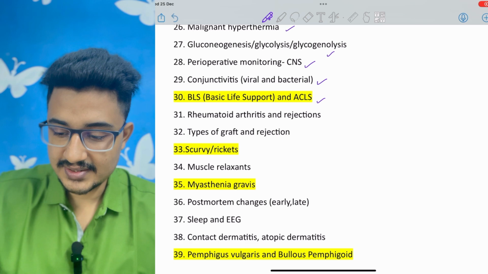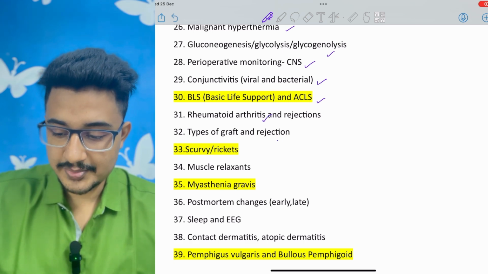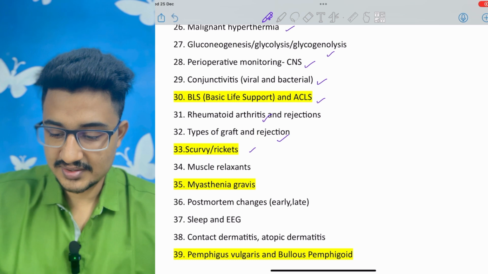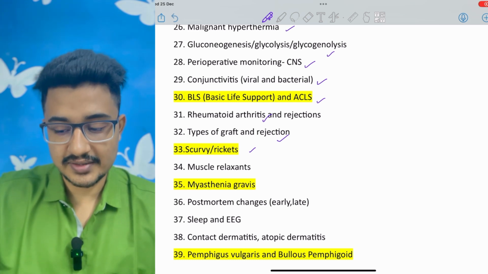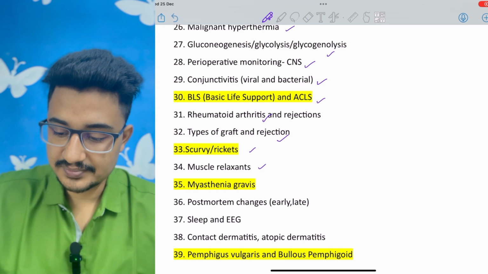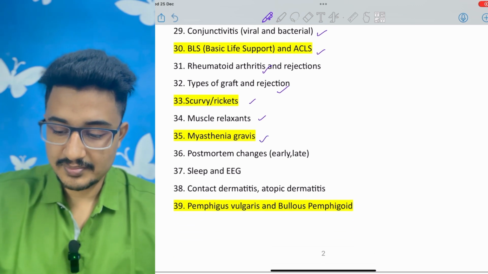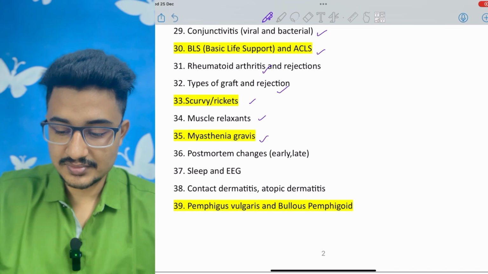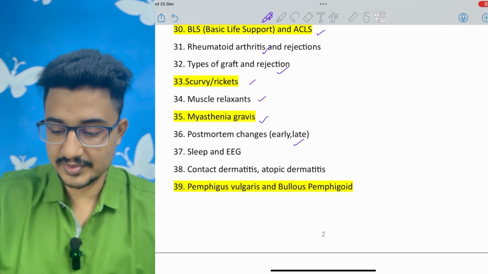Rheumatoid arthritis, and it is only rheumatoid arthritis. Types of graft and rejections, scurvy, and rickets. The X-ray images are given and asked what is the condition. Muscle relaxants are asked multiple number of times. Myasthenia gravis, postmortem changes, that is the early and the late changes you have to remember.